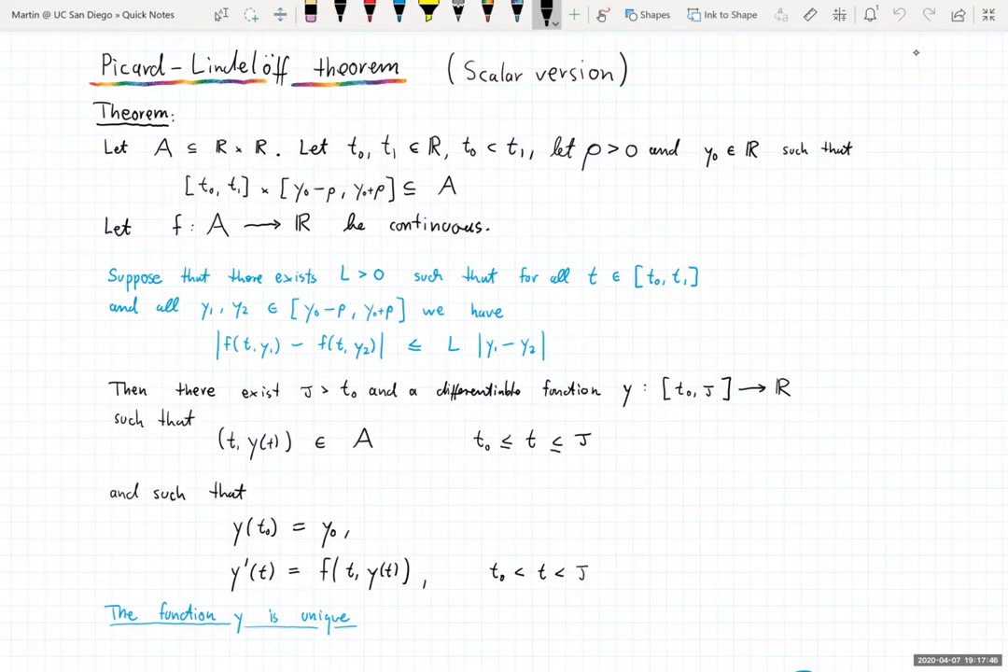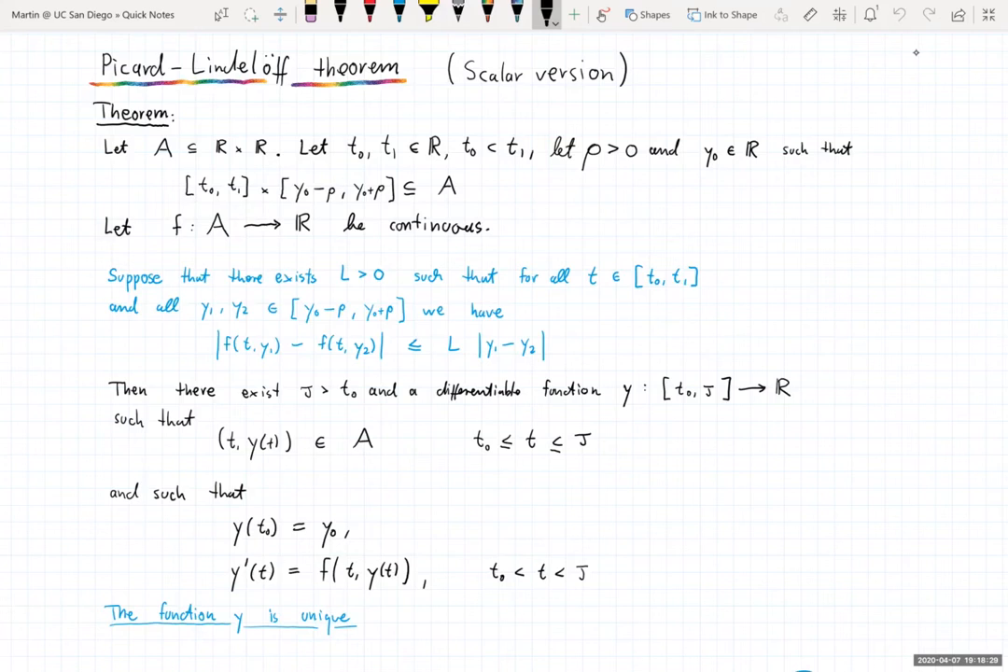The scalar-valued version of the Picard-Lindelöf Theorem might help you to understand this continuity condition. The theorem reads now as follows. Let A be a set of pairs of real numbers. The first entry in each pair is time. The second entry is the value of y. And again, we let t0 and t1 be real numbers, where t0 is smaller than t1.